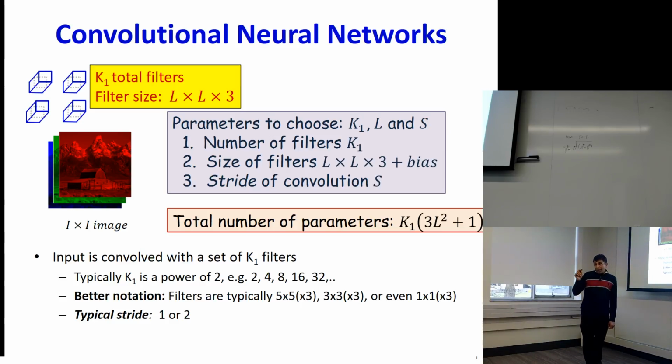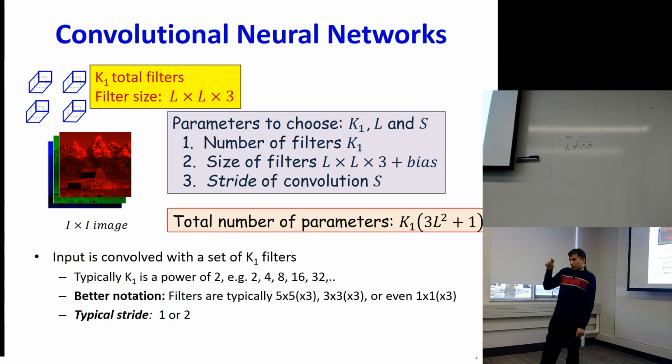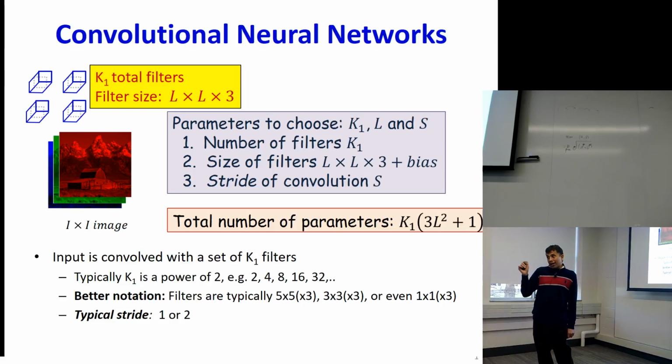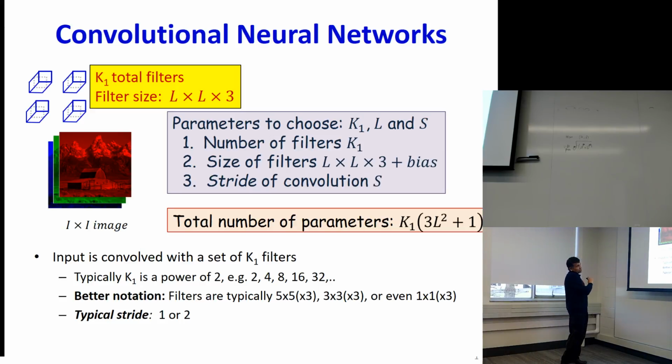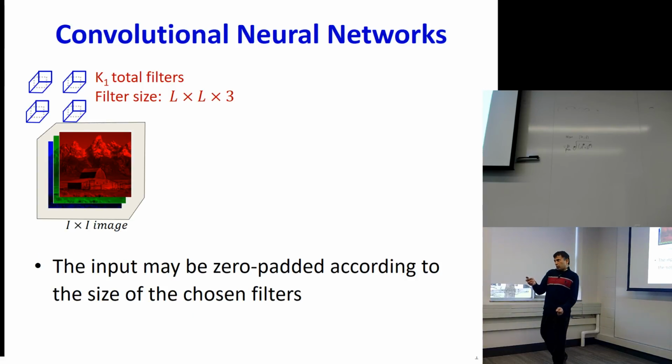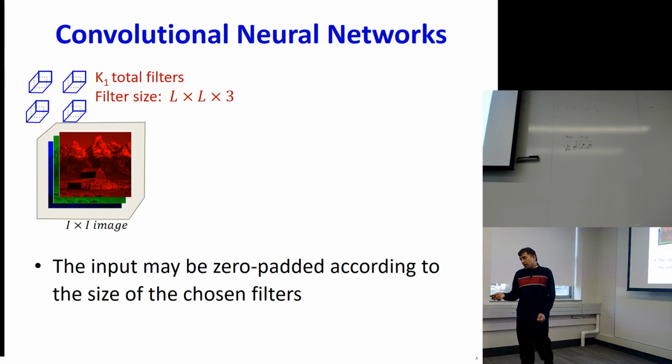And again, keep in mind that each filter is going to be L cross L cross 3 and a bias. Never forget the bias, right? So the total number of parameters is going to be K1 times (3L squared plus 1). The one is, of course, that each filter has its own bias. And typical stride is 1 or 2. You may or may not zero pad, depending on whether you want to keep the size of the image or not.